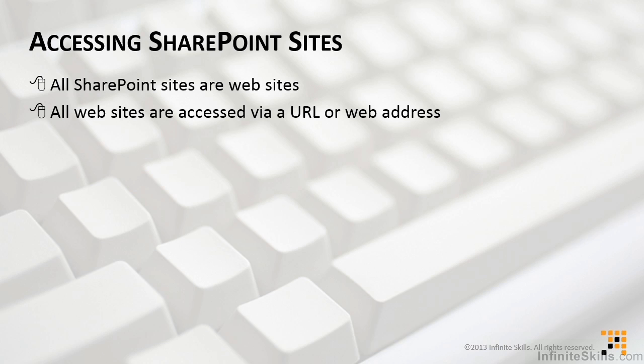The first and easiest way is to use a hyperlink sent to you by someone. Since all SharePoint sites are websites, they all have to have a URL or a web address. That web address or URL could be fairly simple or fairly complex. We'll show you some examples here in just a second. But the easiest way is to get a hyperlink, or the other alternative would be to enter the URL manually. In other words, typing it in yourself.